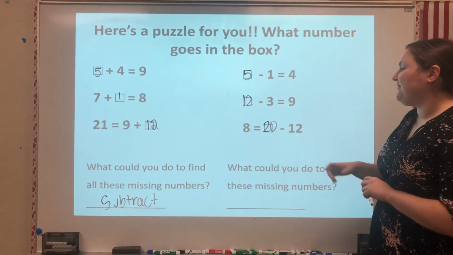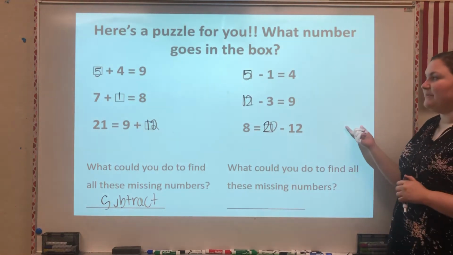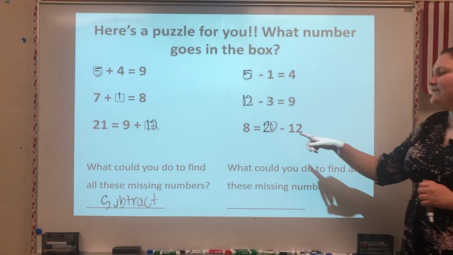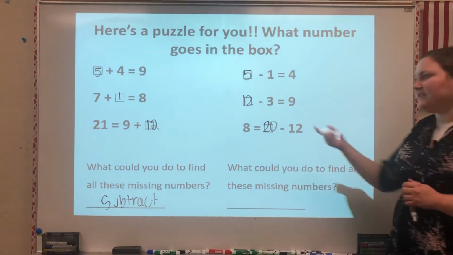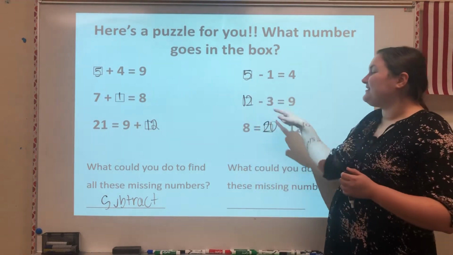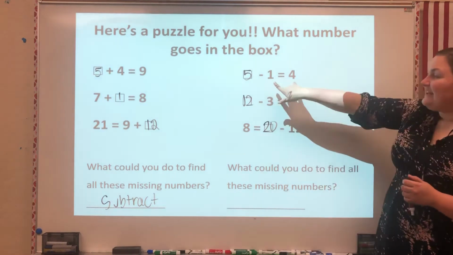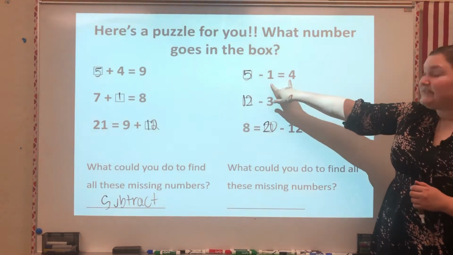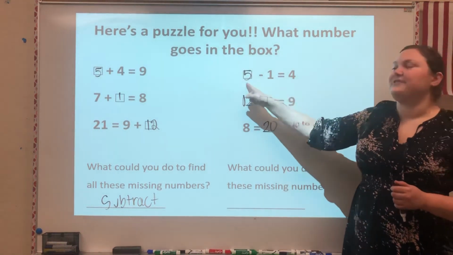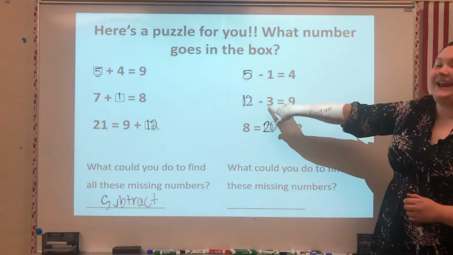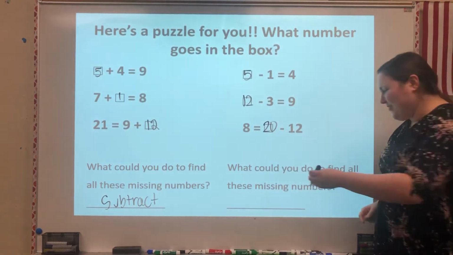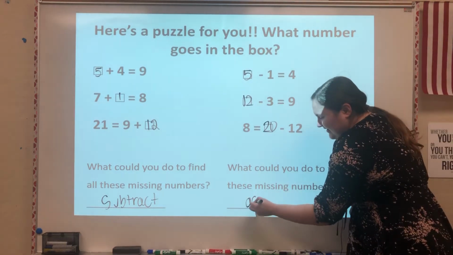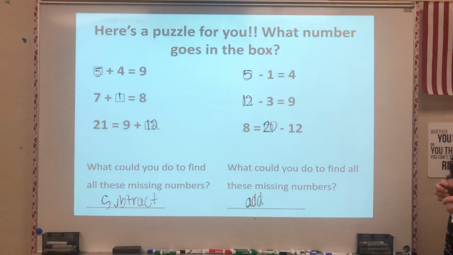Now what about these over here? All of these were subtraction problems. What could we have done to figure out that missing number? Well, it's similar. It's like the opposite of this. Even though these are all subtraction problems, if I look at the 2 numbers I do see, I could add those together to figure out my missing number. I could add these together to find that missing number. Add these together to find that missing number. We could use addition. We could add.